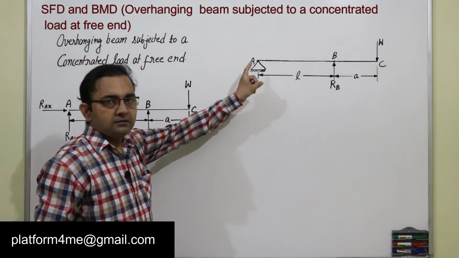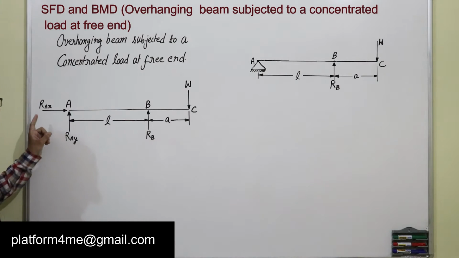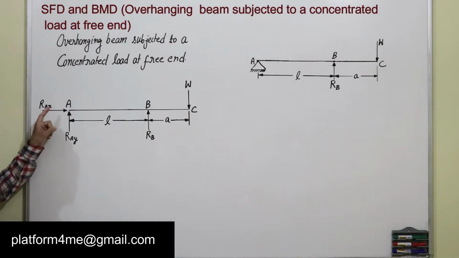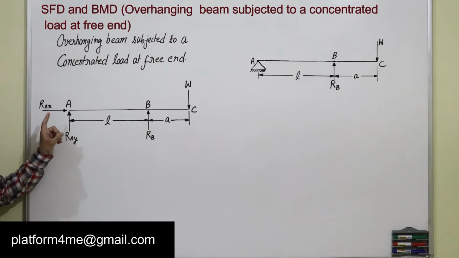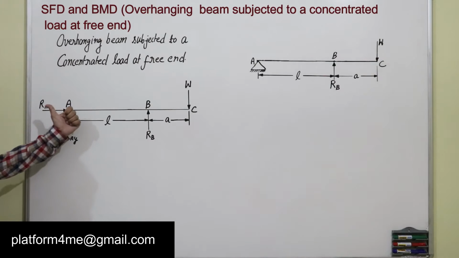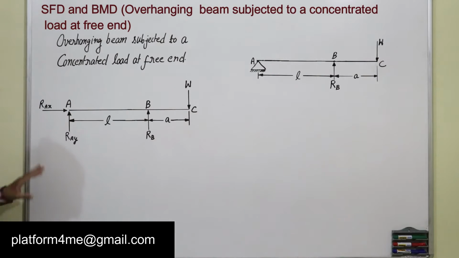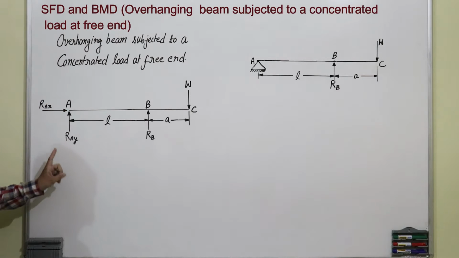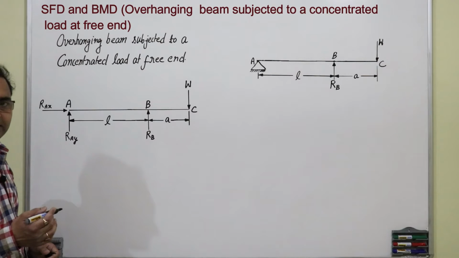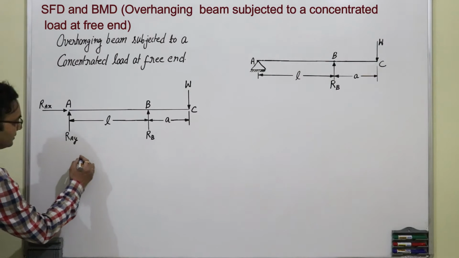For hinge part we will use two reactions. So RAX and RAY, these are the two reactions in horizontal direction and in vertical direction. As we do not know the direction at present, we are taking random direction. It may be downward, it may be backward. So we are taking that RAX is in X direction and RAY in the Y direction, and we will calculate the reactions. Now we will apply the conditions of equilibrium.